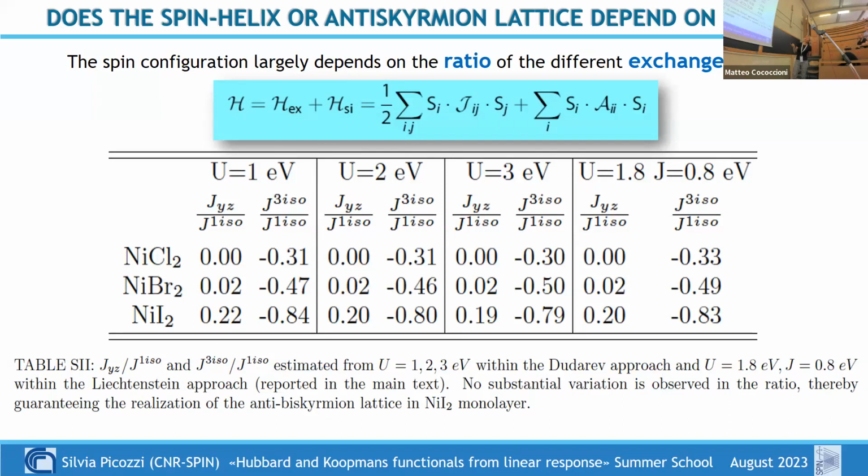if you, for example, do the ratio between the third nearest neighbor with respect to the first nearest neighbor, you basically see that they all look the same, whether you use 1, 2, 3, or you use Liechtenstein or Dudarev. So your physics, your complex spin texture, is safe in this case, right? It doesn't depend so much on U. Maybe the Curie temperature would, the J would, but the ratio, so the ground state spin texture, doesn't. So good news.